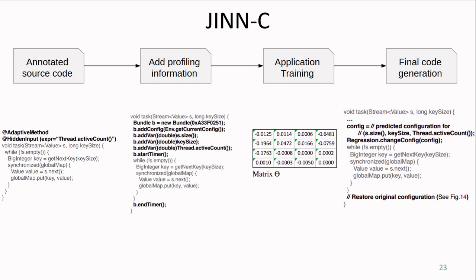annotated code provided by the user. We add profiling information. We use that profiling information to later train the application. The result of this training stage is this matrix data that we will use later to carry out predictions in the final code that we generate.